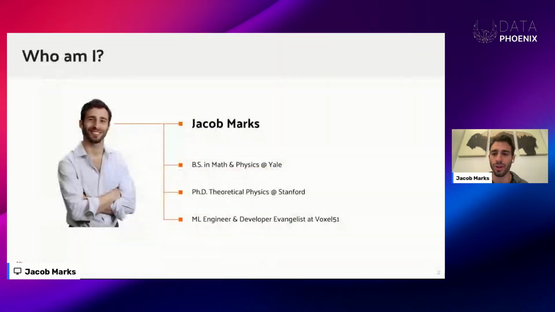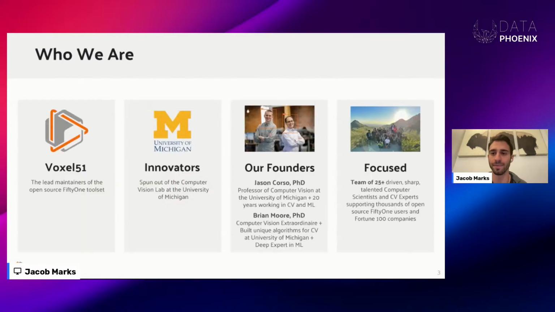So starting with just brief background, who am I? My name is Jacob. My background is actually in math and physics. I finished my PhD about a year and a half ago, and I transitioned into machine learning and computer vision around then. And since then, I've been at VoxelGPT, which is a company focused on data-centric AI and computer vision, and I've been a machine learning engineer and developer evangelist.